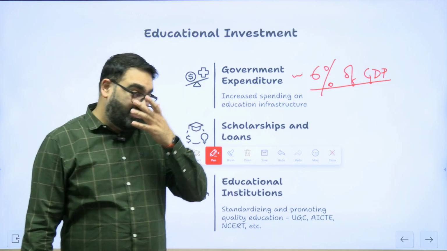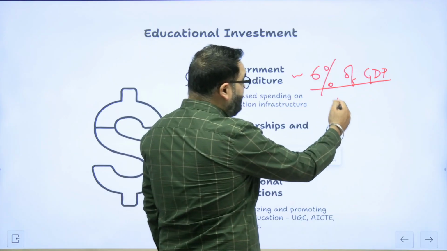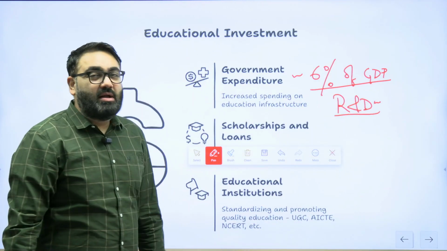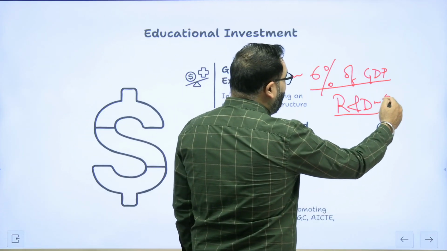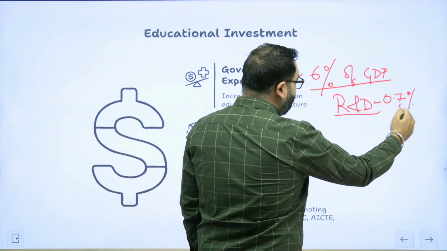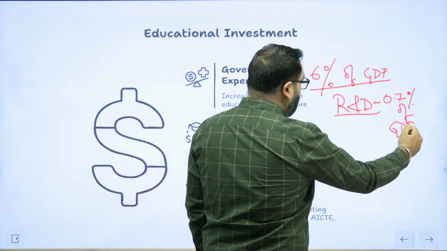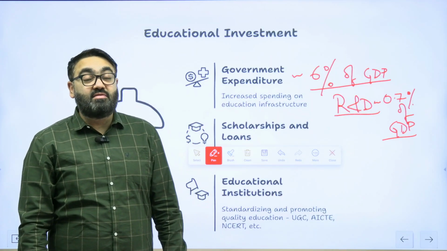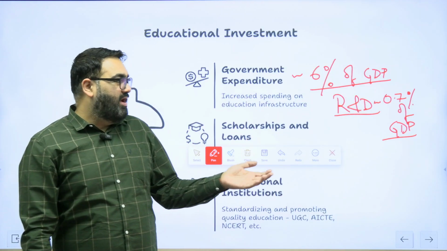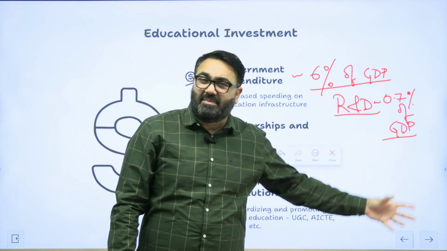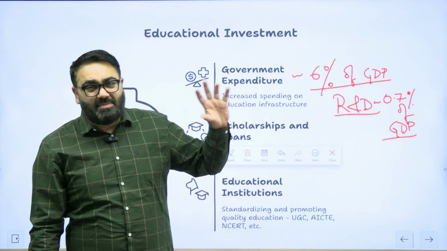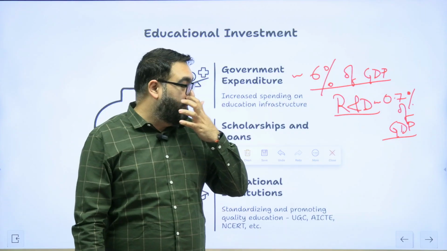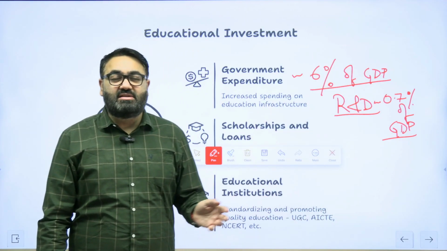Another area, for example, is R&D, research and development. On R&D, the government of India's expenditure is 0.7% of GDP, which is way lesser as compared to other countries with which we would like to compete. China, US, they have a much larger GDP also, and even their expenditure as a percentage of GDP is higher. Their expenditure is close to 2.5%, 3% of GDP. So our research and development expenditure is also very low.